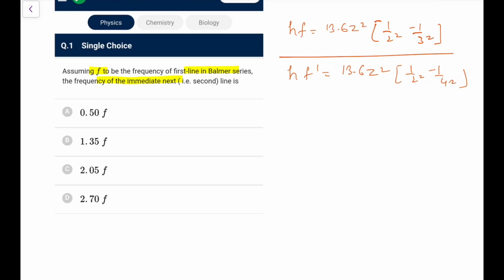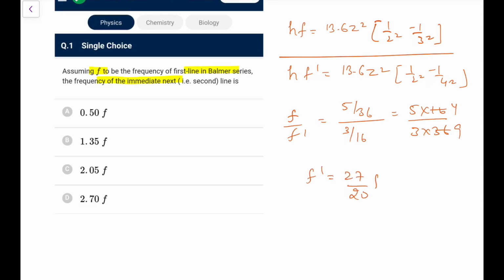So just to take the ratio, f by f dash is 1 by 2 square minus 1 by 9, 1 by 4 minus 1 by 9, that is 5 by 36. This 1 by 4 minus 1 by 16 will come out as 3 by 16. So what it is, 5 into 16 upon 3 into 36. This is 4, this is 9, this is 20 by 27. So f dash is 27 by 20 times f, or I can write it as 1.35 times f. Go for option B in this particular case.